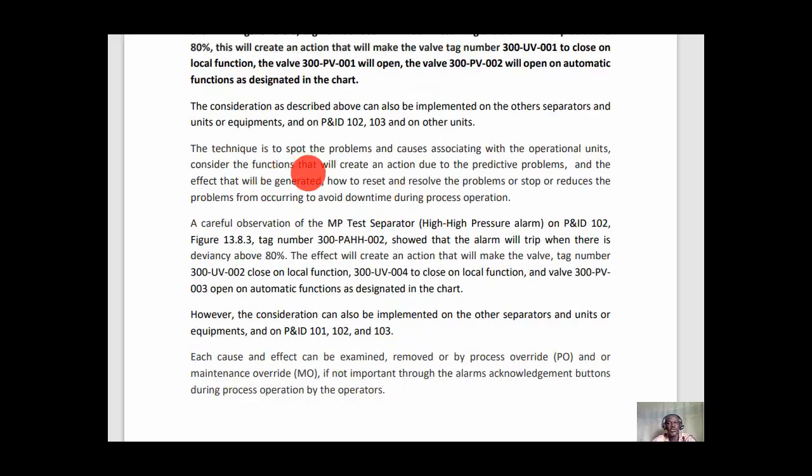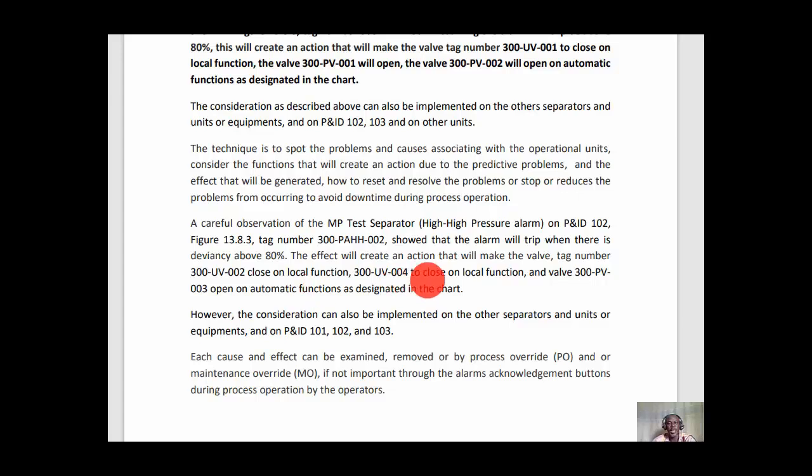However, the technique is to spot the problems and causes associated with the operational unit. Consider the function that will create an action due to the predictive problem and the effect that will be generated. A careful observation of the MP test separator on high pressure alarm on P&ID 102, figure 30.8.3, tag number 300-PAHH-002, shows that the alarm will trip when the deviation is above 80%.